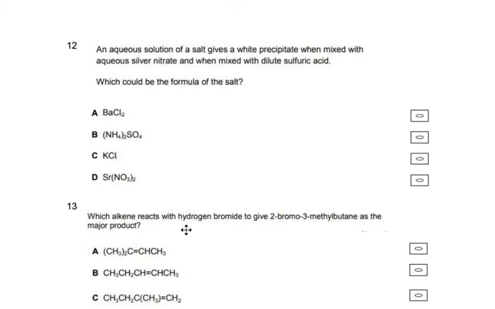Question 12 asks about chemical tests. There are 2 tests here. There's a test involving aqueous silver nitrate, which is a test for a halide, and it produces a white precipitate when you have a chloride ion.